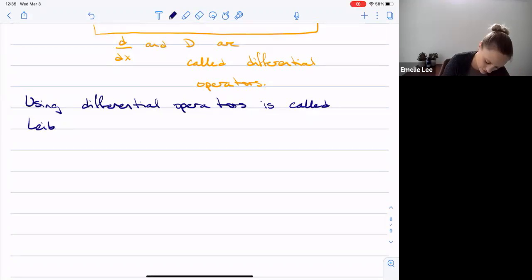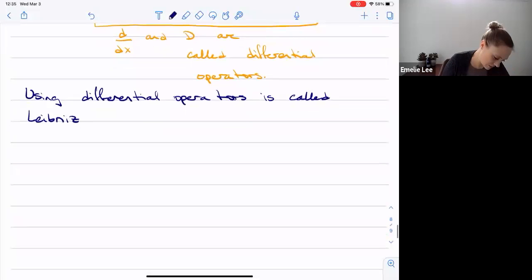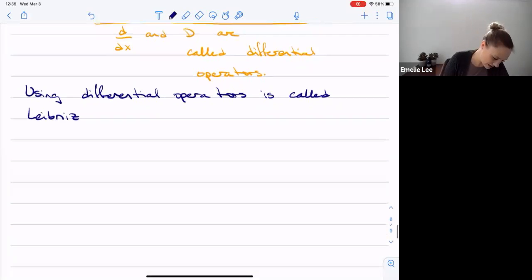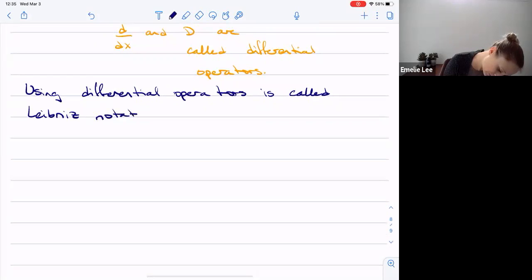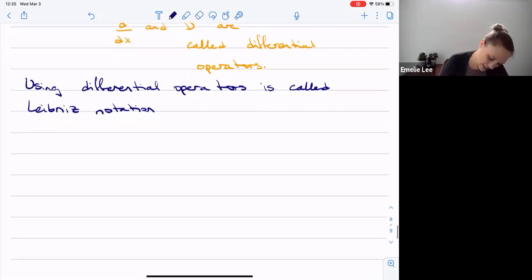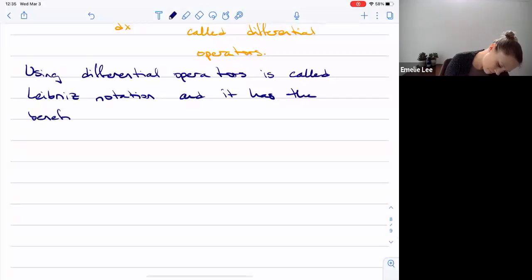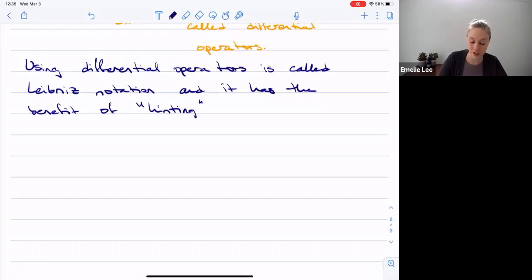Leibniz, sorry. He is a famous mathematician, but I think he was working in many different fields. I'm pretty sure that's Leibniz. Anyways, there's lots of history out there, but Leibniz notation has the benefit of, I'll say, hinting at the units.